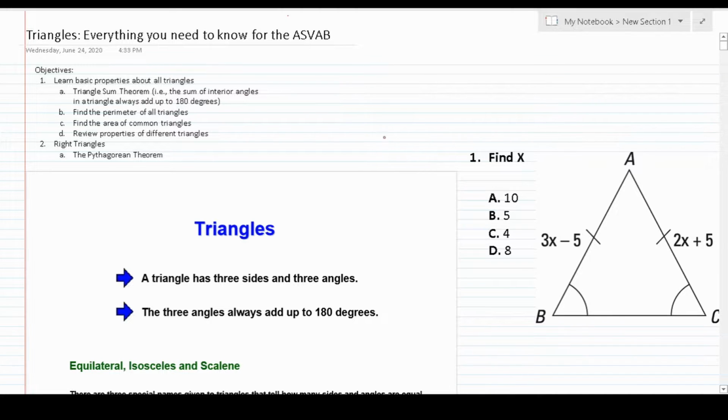In today's video, I'm going to finish discussing everything you need to know about triangles in order to be successful on the Armed Services Vocational Aptitude Battery, that is the ASVAB. Just to recap, this will be the third video I've created about triangles. In two other videos, I talked about the triangle sum theorem as well as the Pythagorean theorem. In today's video, I'm going to cover how to find the perimeter of all triangles, how to find the area of some common triangles, and I'm also going to review some properties of different types of triangles. So all that said, let's go ahead and get started with today's video.